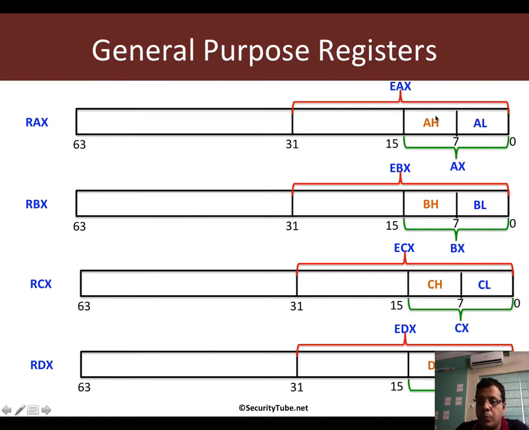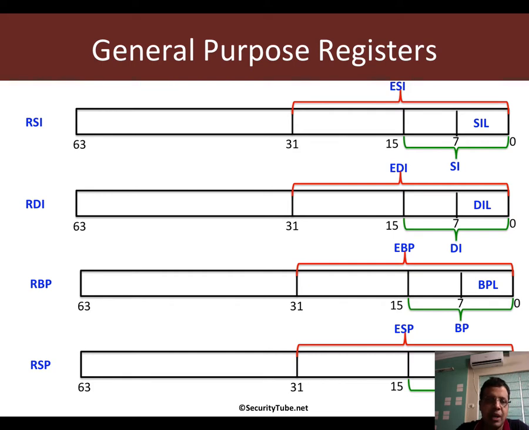Now, there's one very important thing. If you notice, I've marked AH, BH, CH and DH in a totally different color. The reason is there are restrictions on when you can access each of these values and use them in your program, which I will discuss in just a bit. Now, these are the first 4 general purpose registers.